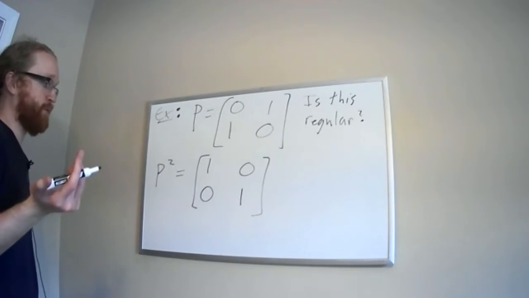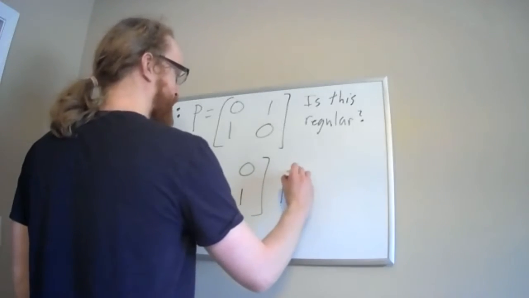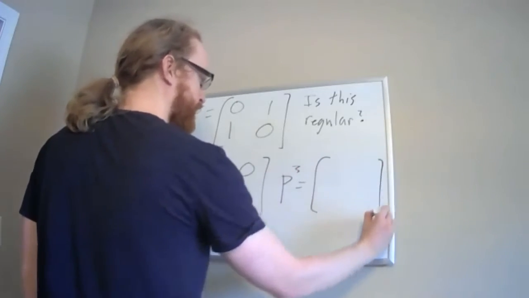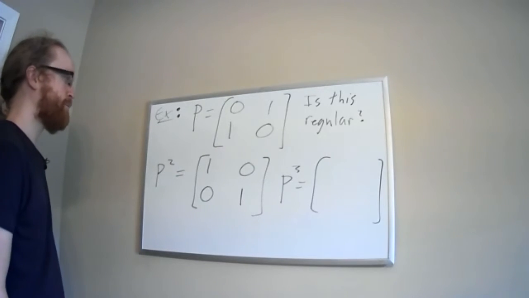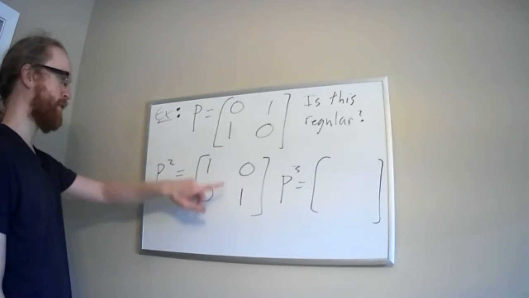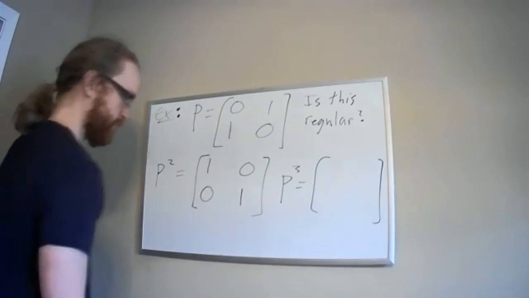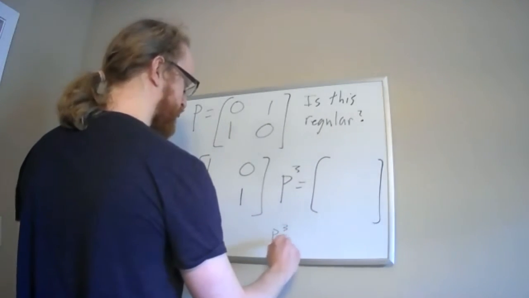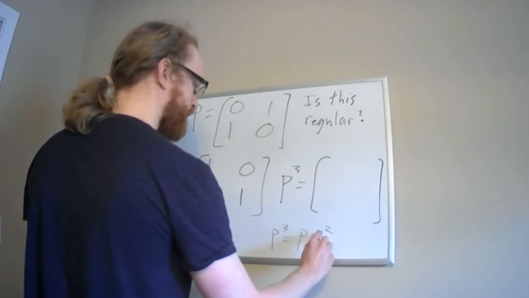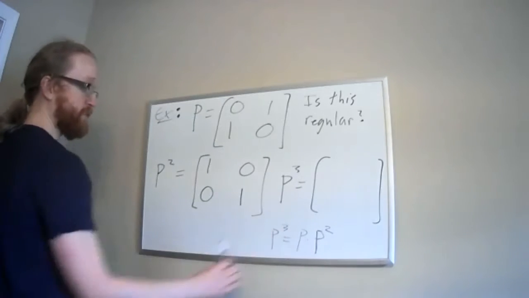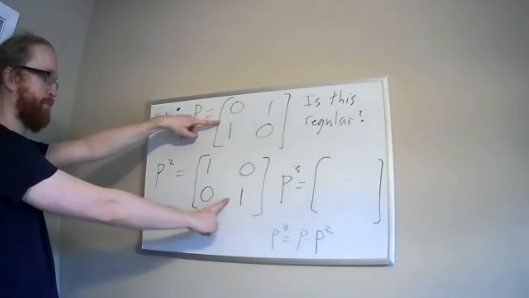The next thing to do then would be, well, let's take the third power. Let's take the next power and see what happens. Maybe this will tell me whether or not it's regular. Okay, what's the third power? Well, to find the third power, I could multiply this by itself 3 times, or I could recognize that P cubed, P to the third power, is the same thing as P times P squared because exponents add. So I could take P times P squared instead. So I could take this times this.